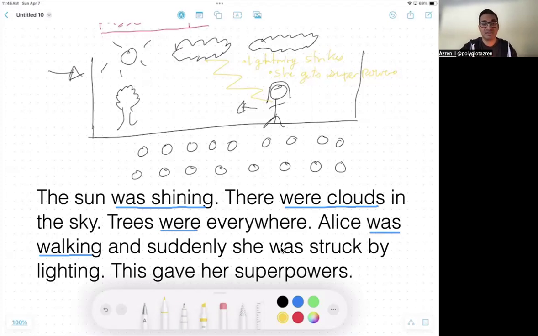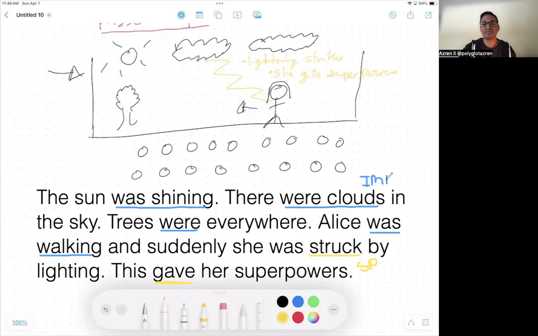But then she was struck by lightning, right? She was struck by lightning. This gave her superpowers, right? Struck by lightning and gave her superpowers. These are one-time things. Remember, the simple past is you. These are simple past, right? Yellow is simple past. Blue is imperfect. For those watching the video, right?